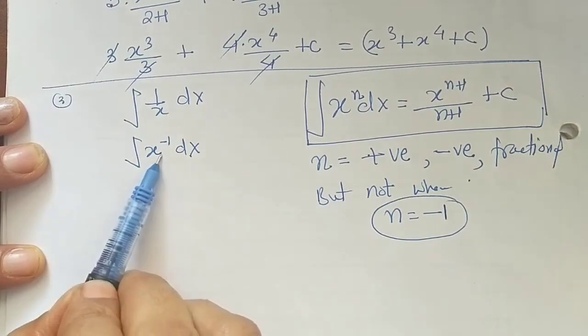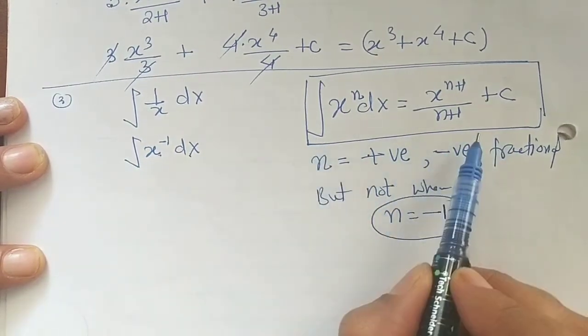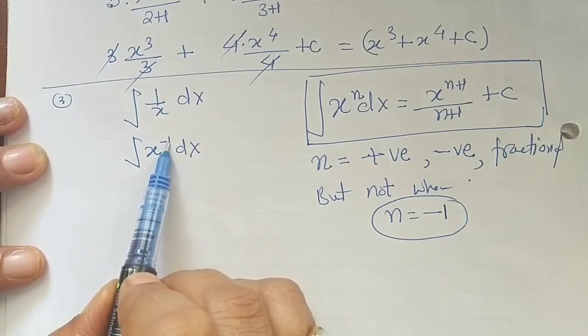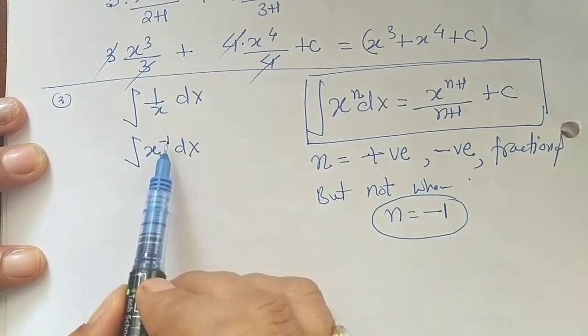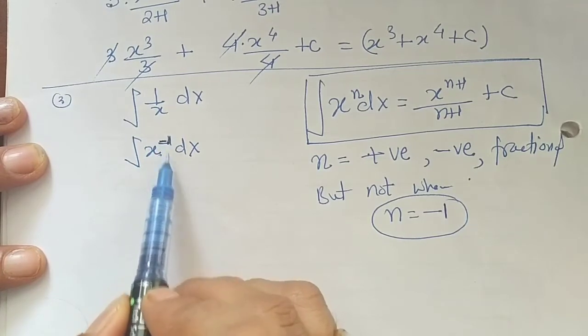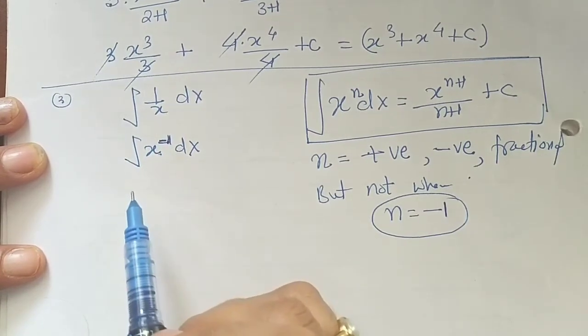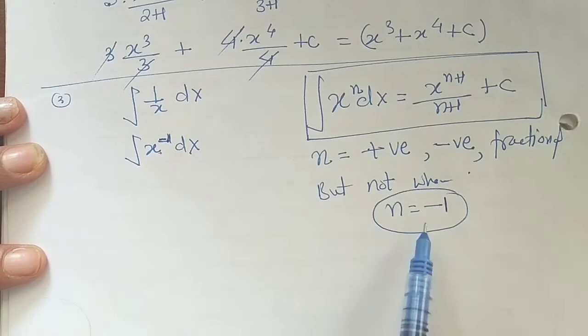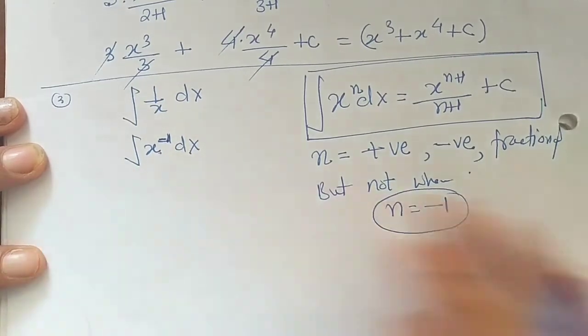Means whenever this is the case, you can't use the n formula. If it is minus 2, minus 5 power, or plus 5, plus 6, plus 10, or a fractional power, like minus 3 by 2, 4 by 2, or minus 7 by 8, we can use it. Only for n equal to minus 1 this formula is not useful.